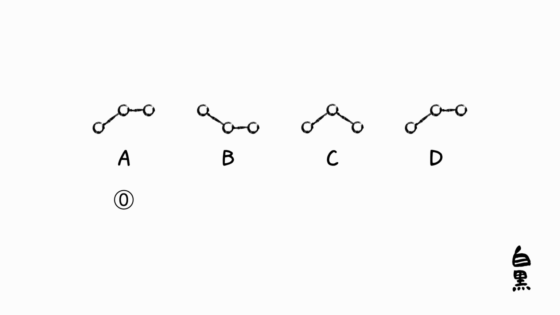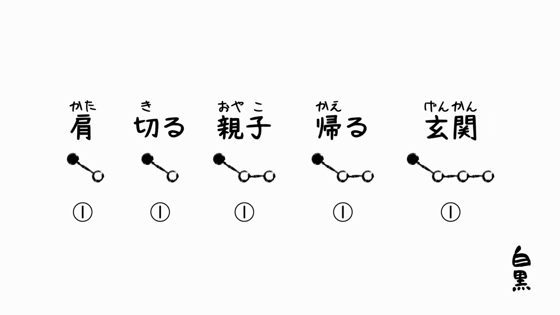If the pitch does drop, and the last high-pitch mora happens to be the first mora of the word, that's pattern B. That's why you see a number 1 next to pattern B words. Some examples of pattern B words are 肩, 切る, 親子, 帰る, 玄関.